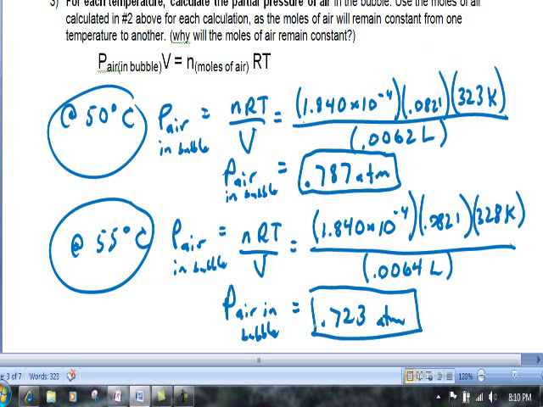With our sample set of data, at 50 degrees, the pressure of air in the bubble comes out to be 0.787 atmospheres. As we increase the temperature, the amount of water vapor in the bubble is going up. The bubble enlarges to accommodate the additional moles of water vapor present. Total pressure of the bubble remains equal to the outside room pressure. So we observe that as the temperature increases, the partial pressure of the air starts to diminish.